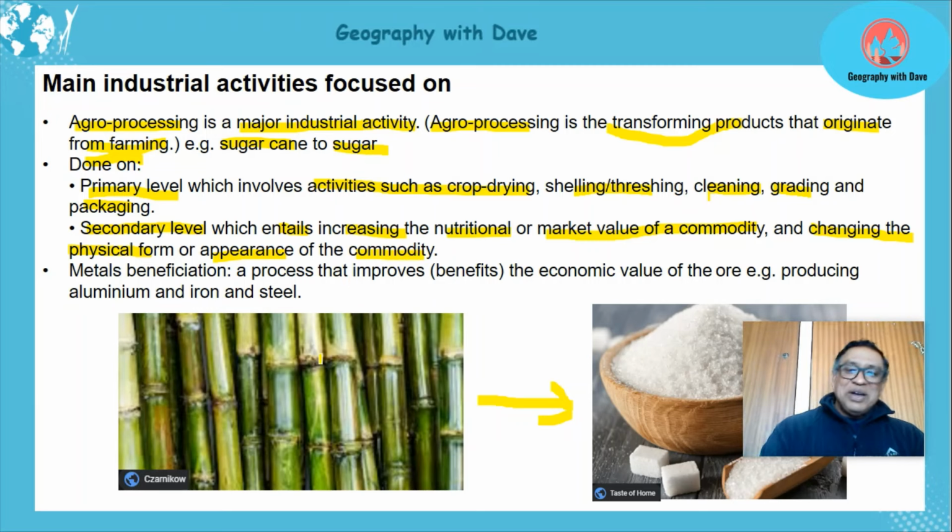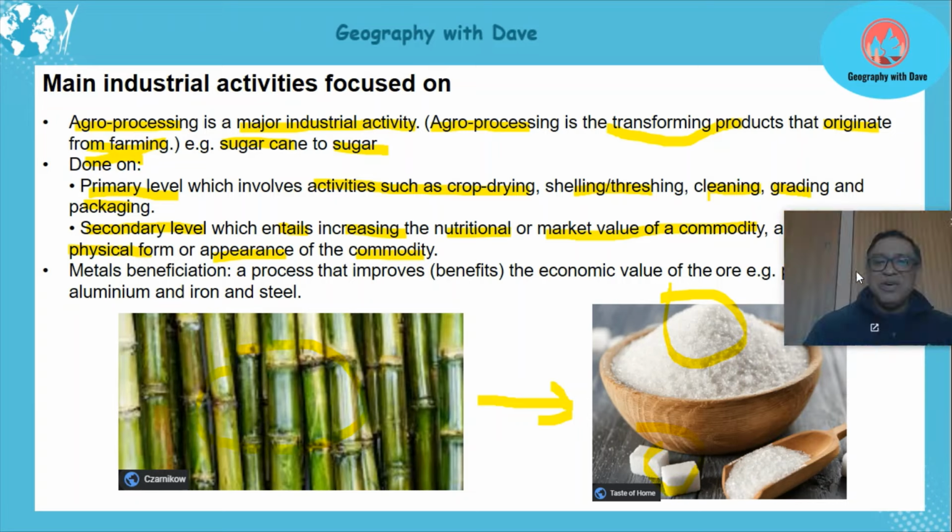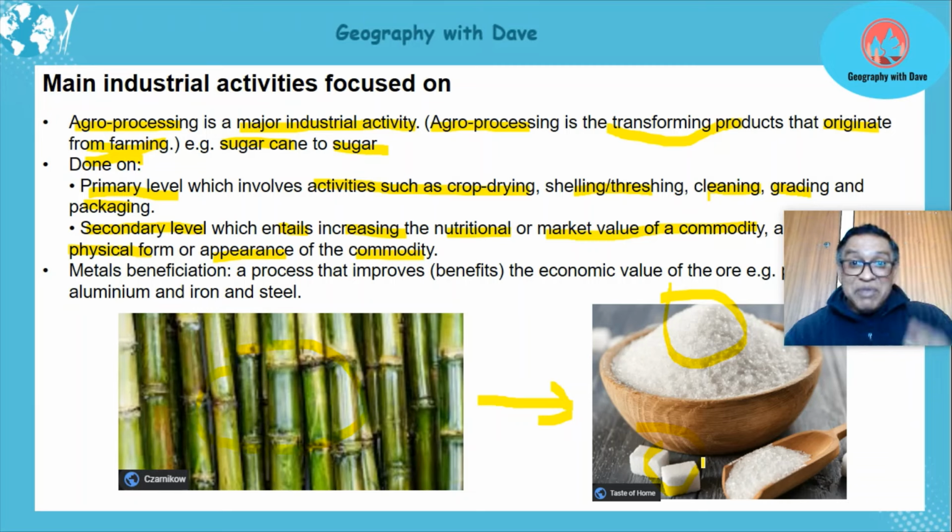All right. So you see the sugar cane here, how it looks. Now look at this. It's made into sugar blocks. Can you see it? That's changing the appearance. It makes it valuable. Sometimes products are made more nutritious.